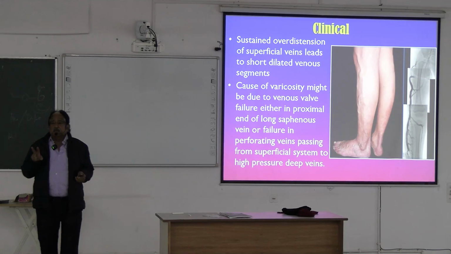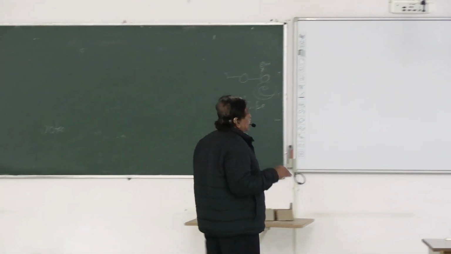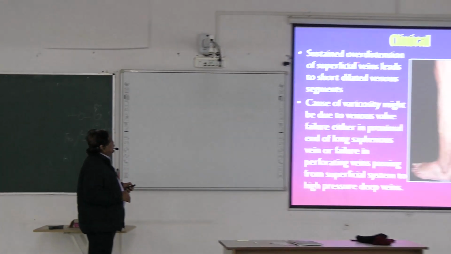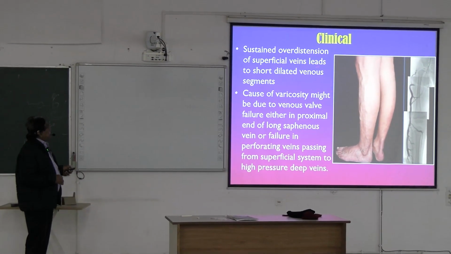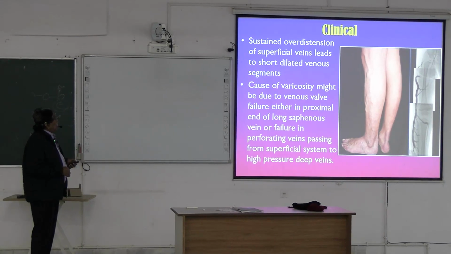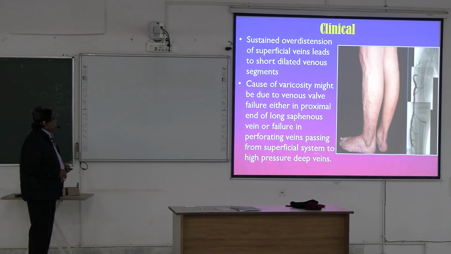Now there are two causes of varicosity. One is sustained over distension of superficial veins leading to short dilated vein segments. The cause of varicosity might be due to venous valve failure either in the proximal end of the long saphenous vein or in perforating veins passing from the superficial system to high pressure deep veins.